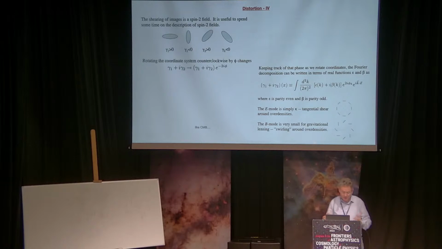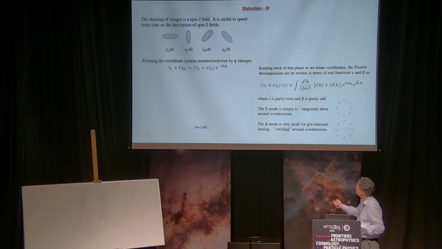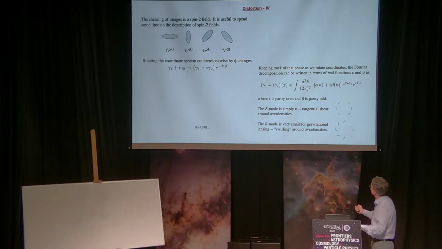And the procedure is similar, if you wish, to the B modes of the CMB, right? You have a spin-2 field, and you should describe its orientation. You describe it with gamma 1, gamma 2, and a phase, which describe this. And then you can also cast things in terms of real functions E and B, epsilon and beta. And epsilon is parity even, and beta is parity odd. And this is fairly established.